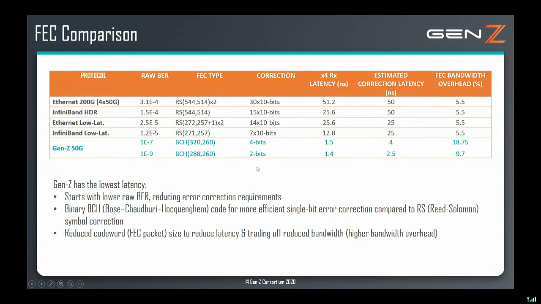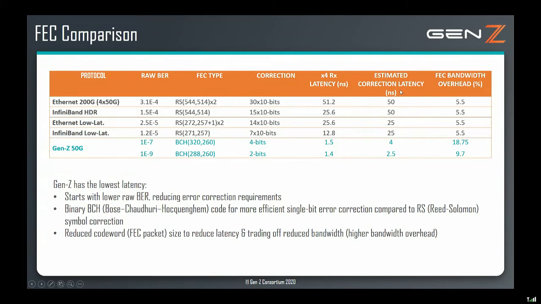I talked about that retry latency that's incurred at the receiver. Gen-Z on that bottom row is only 1.5 nanoseconds compared to Ethernet, which is 51 nanoseconds. And then correction latency: Gen-Z can bypass some correction latency because our errors are so infrequent. But even if you don't bypass correction latency, it's still only 4 nanoseconds compared to 200 gigabit Ethernet of 50 and InfiniBand low latency of 25 nanoseconds. So definitely the latency is a lot lower.